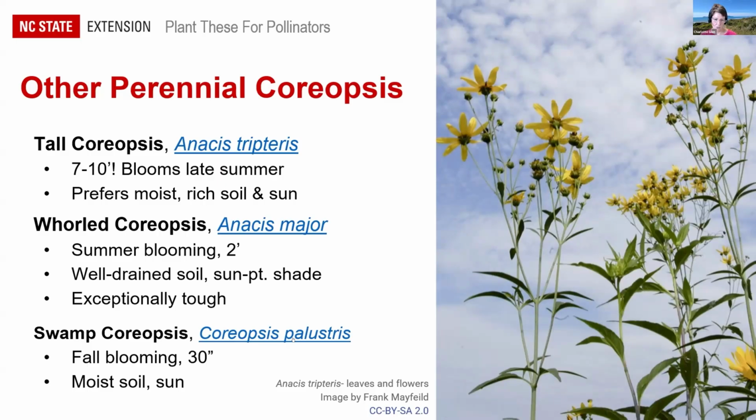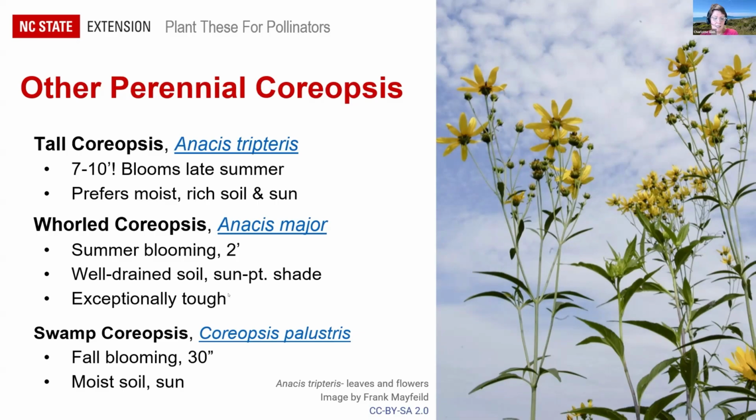It prefers moist soil, so when you're looking at Coreopsis, be sure to pay attention to what conditions they like, because it does vary a bit, although all of them prefer sun. Some of them like the drier, more well-drained sites. Some of them are happier where it's moist and rich soil.